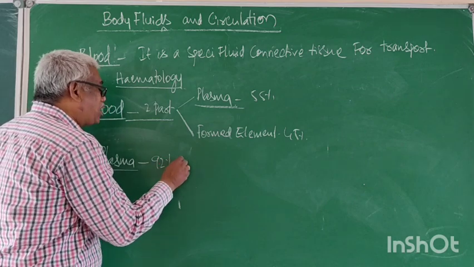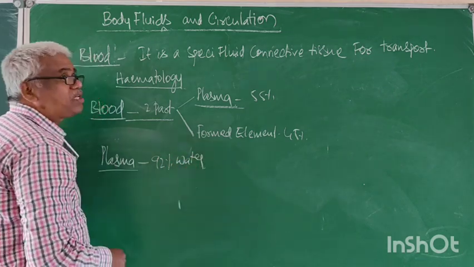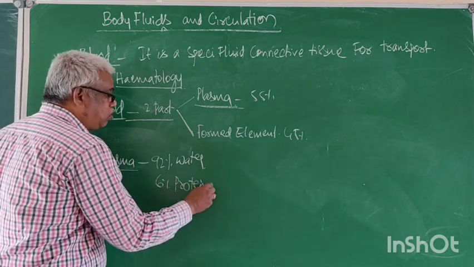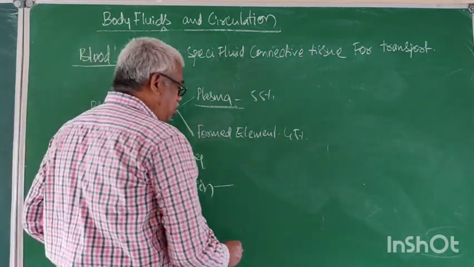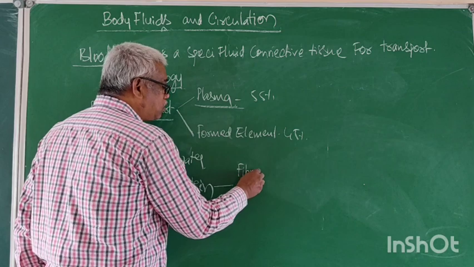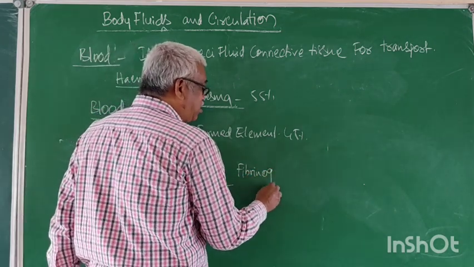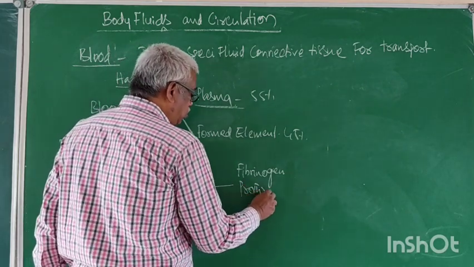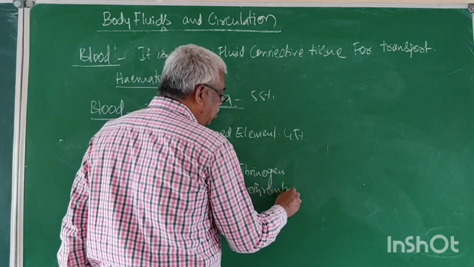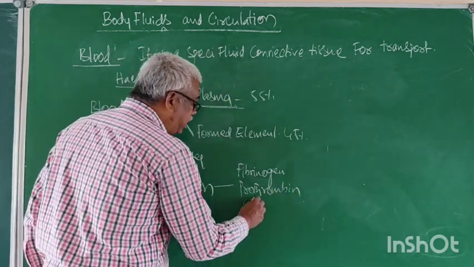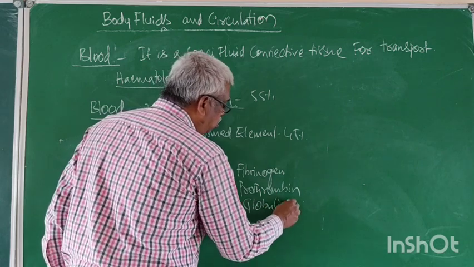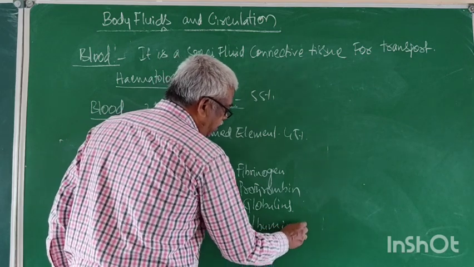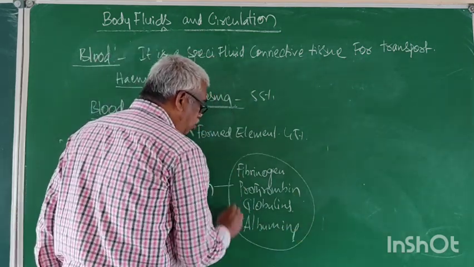Plasma is 92% water, 6% proteins. These proteins are fibrinogen, prothrombin, globulins, albumins. This is the proteins.